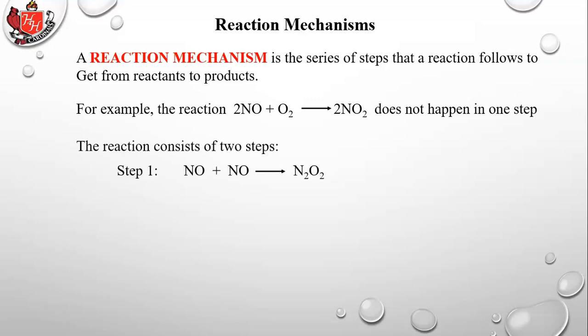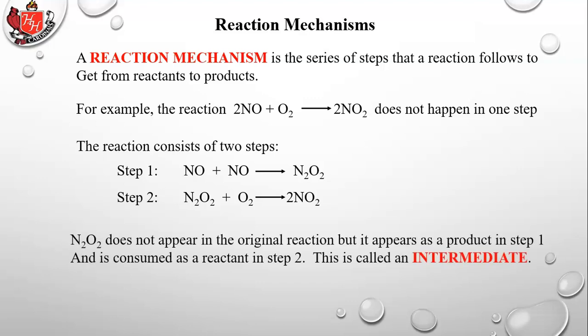Step 1 is you take the 2NO, which is the same as saying NO plus NO. So NO plus NO produces N2O2. In the second step, the N2O2 is combined with the O2 to produce the final product of 2NO2. So N2O2 does not appear in the original reaction, but it appears as a product in step 1 and is consumed as a reactant in step 2. This is called an intermediate.